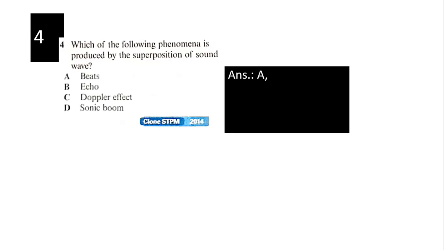Answer A. Beat is the only one. Echo is the reflected sound; you hear the reflected sound. Doppler effect, you just hear the same source. They don't add up. As that is, you see more wavefront, you see shorter wavelength, or you see longer wavelength. That's all. Sonic boom is most likely the short wave, where the speed of the observer or the speed of the source is greater than the speed of sound.